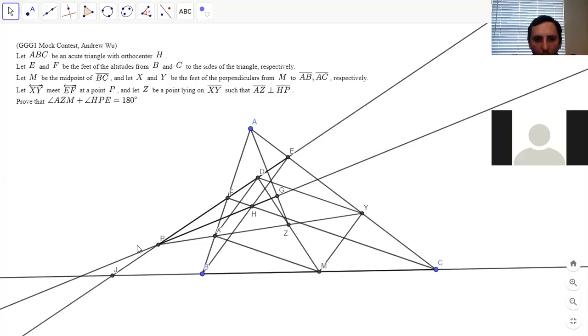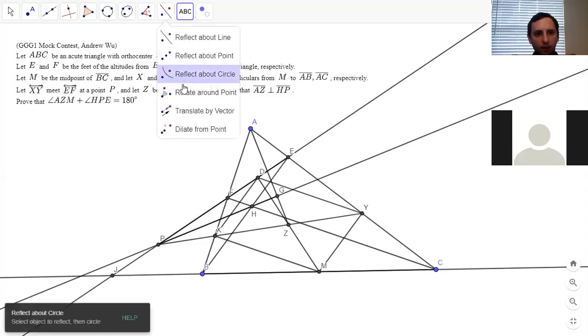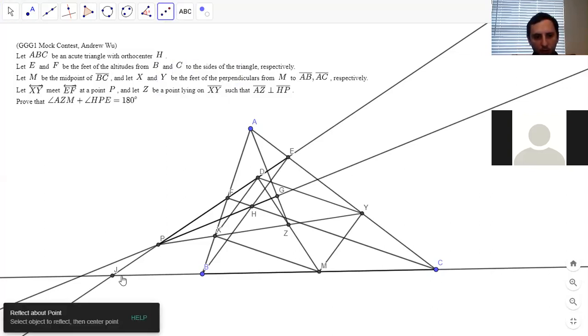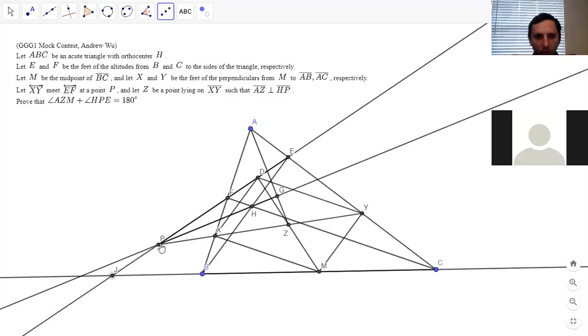So what if we reflect J across P? So we want to show DAM is similar to JJ prime Z. I don't know if that does much. So X is the midpoint of PF. I'm sorry, BF.